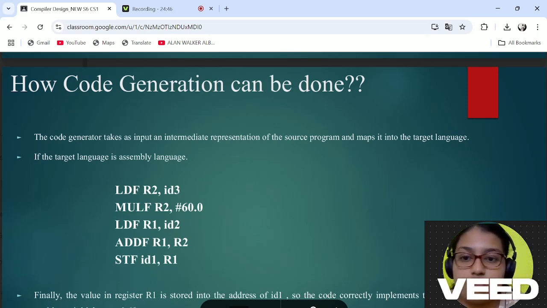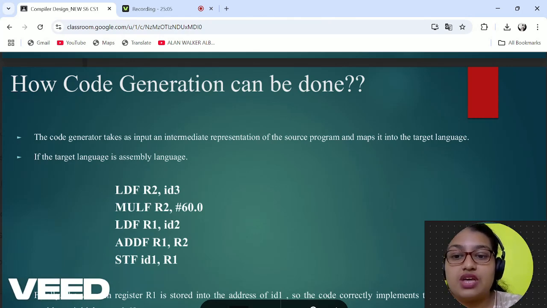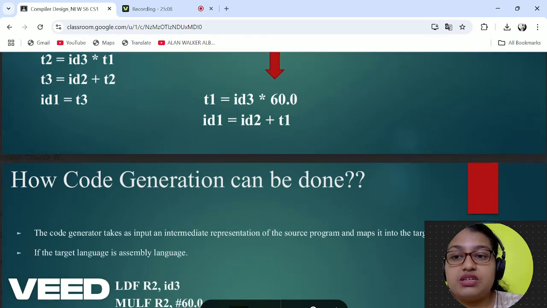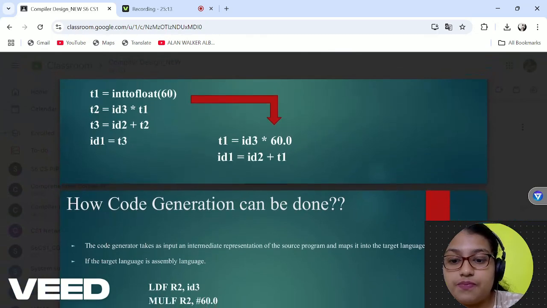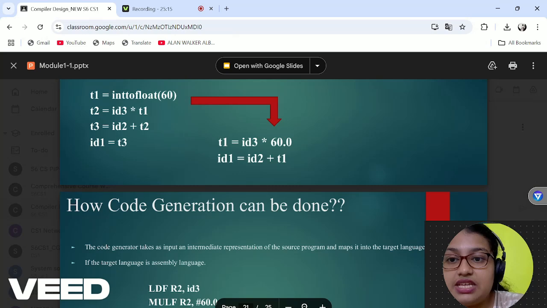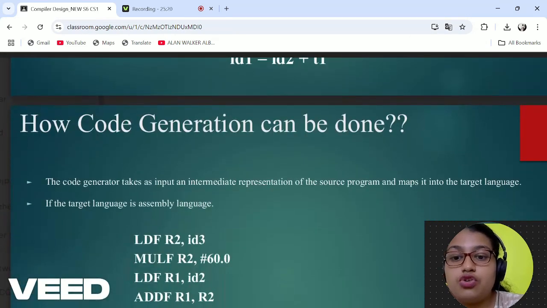So how do we do this code generator? Here the code generator will take the input of the intermediate representation, and not the code optimization phase. We take the input from the intermediate representation of the source program, and then we map it into the target language. So the target language, how can we write it? We can see that with respect to this one. So the first step is t1 equals id3 into float 60.